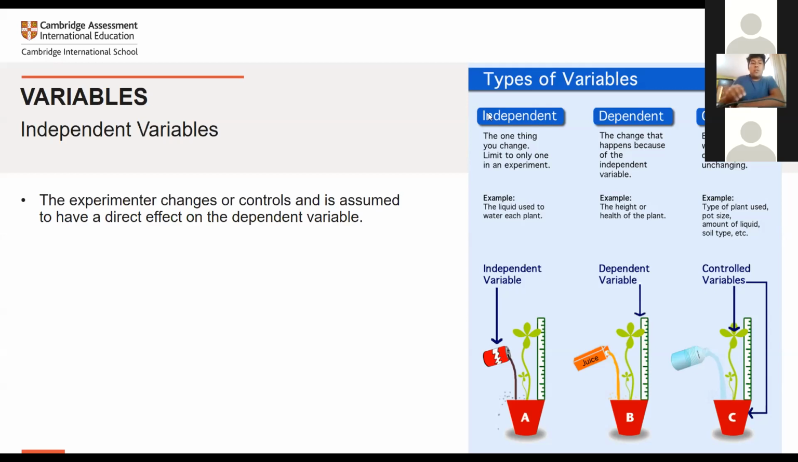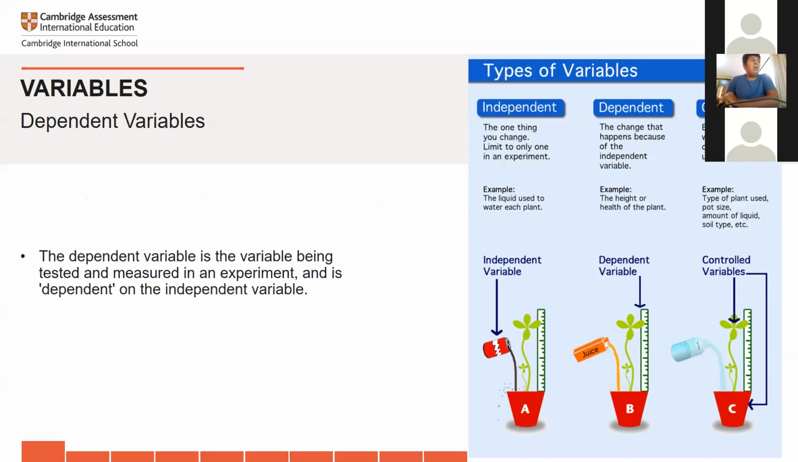So, and the dependent variable is a variable being tested and measured in an experiment and is dependent on the independent variable. Often, the dependent variable is going to be quantitative, but it can be qualitative as well. These two variables are going to be connected throughout the process and are going to be measured every time we can. And it's going to be also planned how long or how often they are going to be measured.